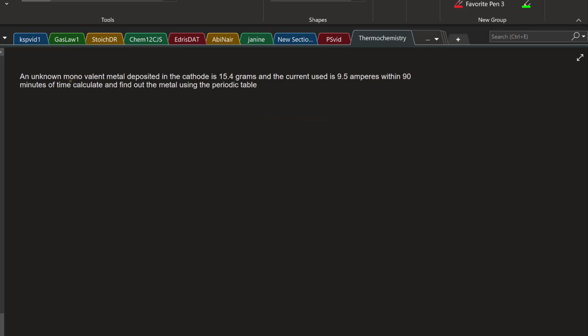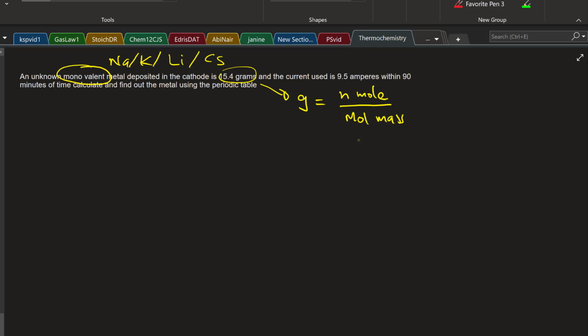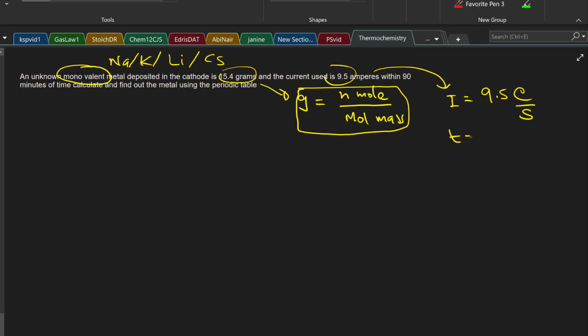It's an unknown monovalent metal deposited, and the cathode gets this much. And unknown monovalent means first column metals, the sodium, potassium, lithium, cesium kind of things, right? And then the grams are given. So that means number of moles times molar mass is grams, and we know we're going to use that one. So 9.5 amperes, that's the current I, 9.5 coulombs per second, and the T is given, 90 minutes. 1 minute is 60 seconds, so you're going to get 1800 seconds, 90 times 60, right?